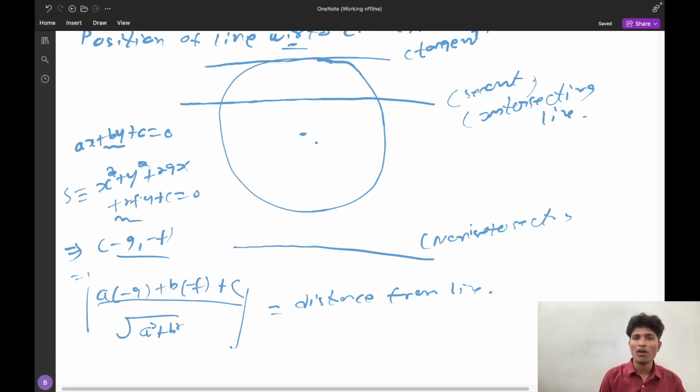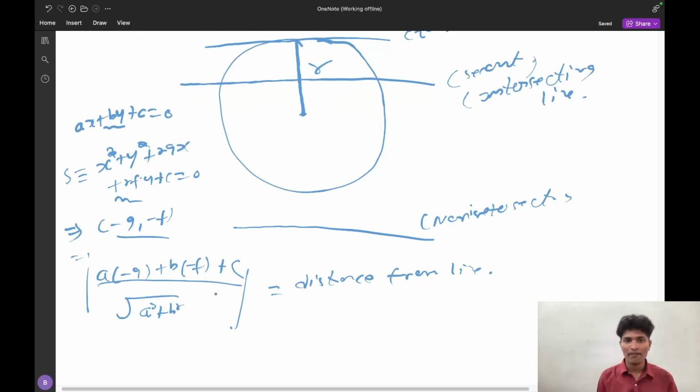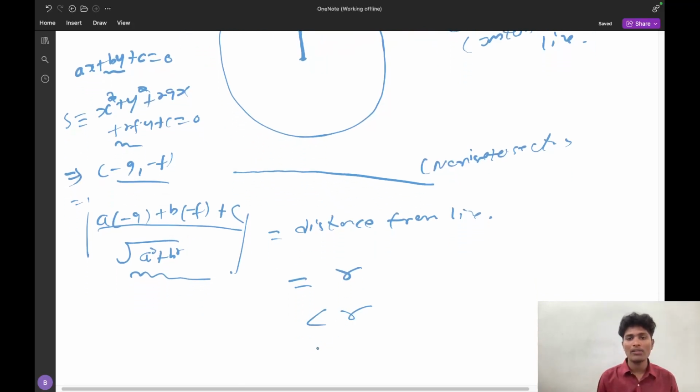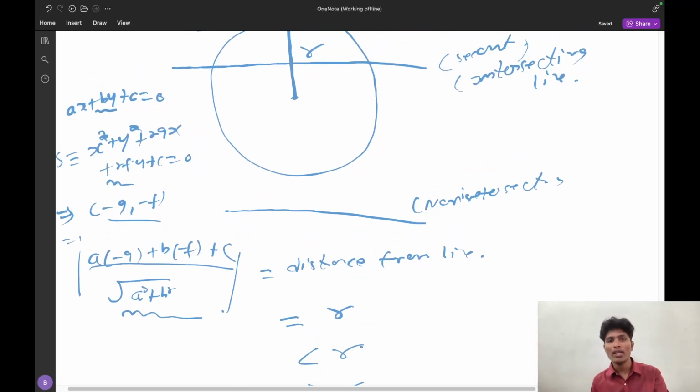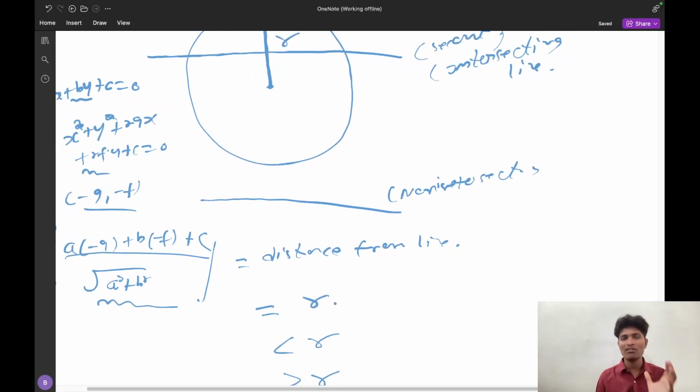And what is the radius here? If I assume the radius is r, the distance which we calculated from the center to the line can be equal to r, less than r, or greater than r. These are the three cases. If the distance from the center to the line is equal to the radius, then the line is touching the circle. So it is a tangent.